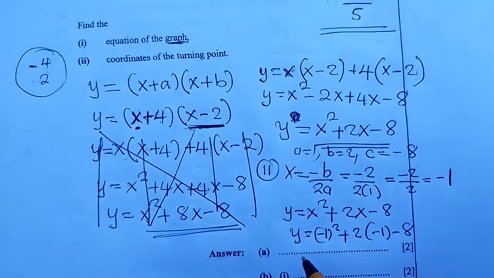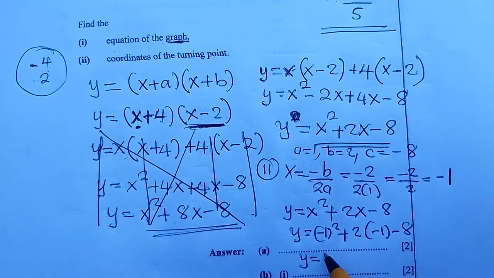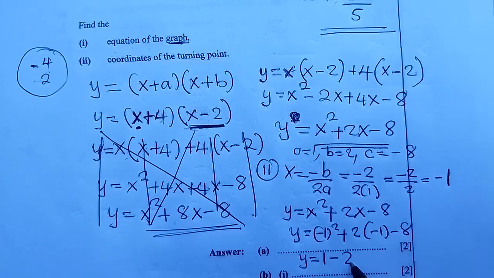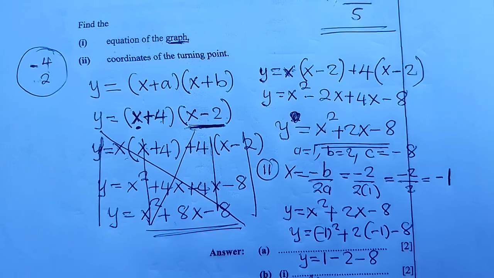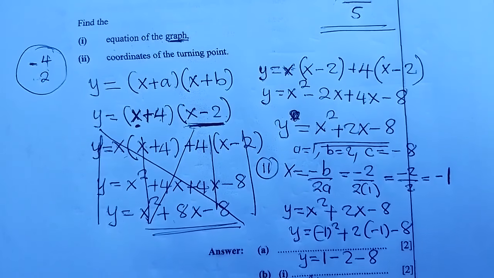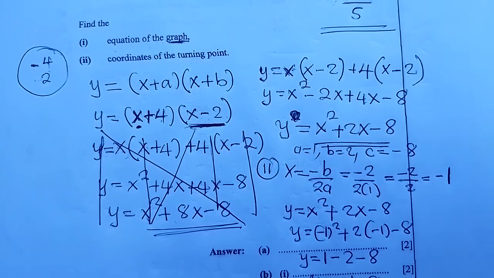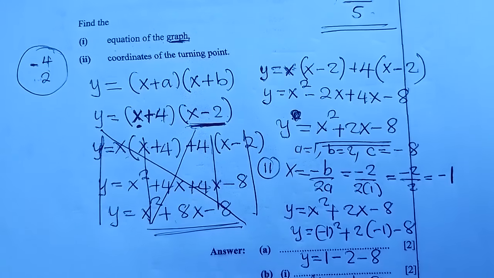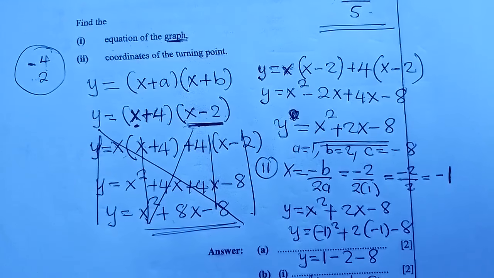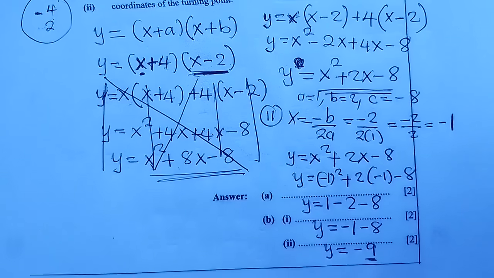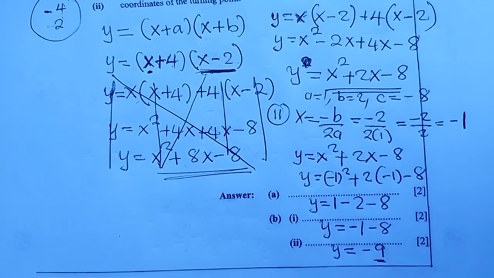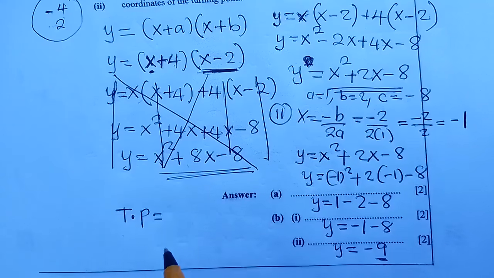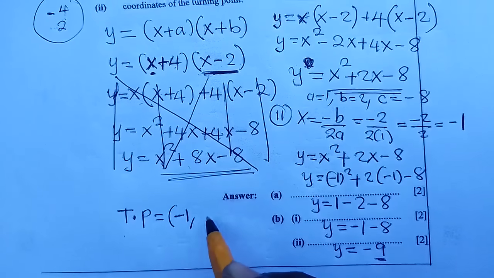This is now equal to, I'm going to write it, this is 1 minus, what are you getting here? You're getting 2 minus this. So y is equal to negative 1 minus that. So that is negative 9. These are the coordinates of the turning point. So the turning point is equal to negative 1, comma, negative 9.